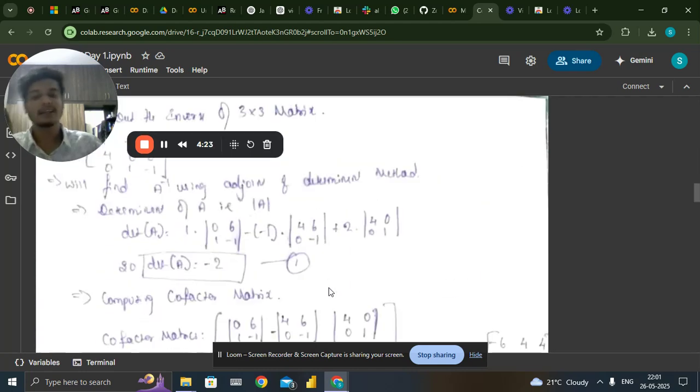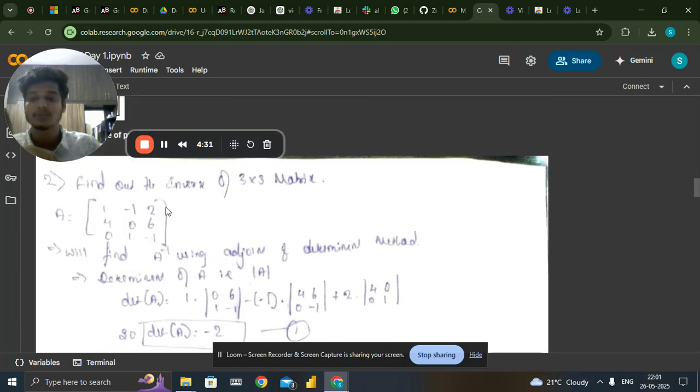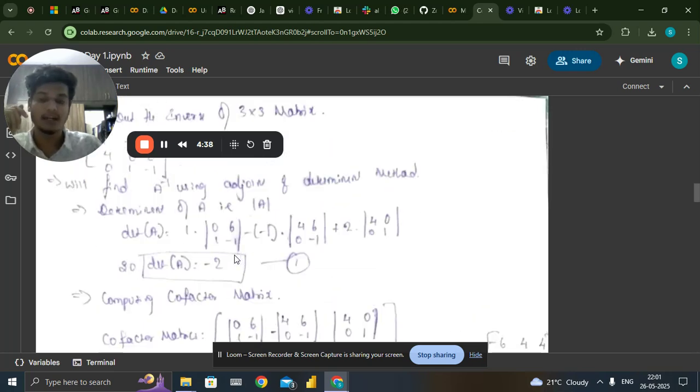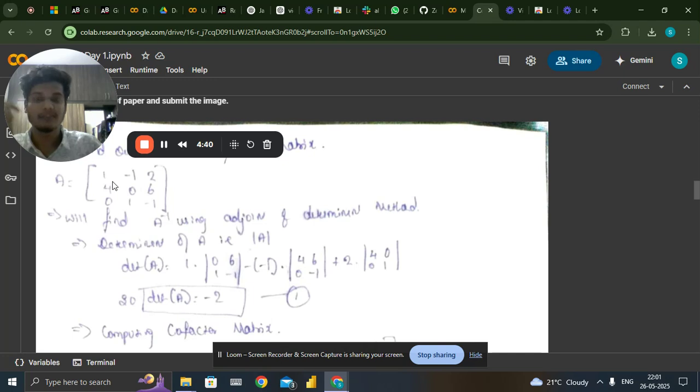The first step is the determinant of A, what is its value. For the matrix 1 minus 1 2, 4 0 6, 0 1 minus 1, the determinant of A becomes minus 2. How will we do it?